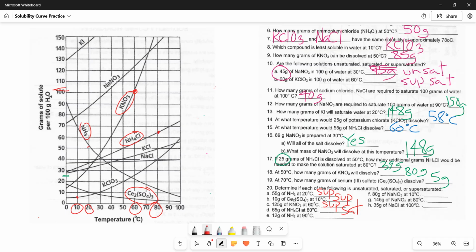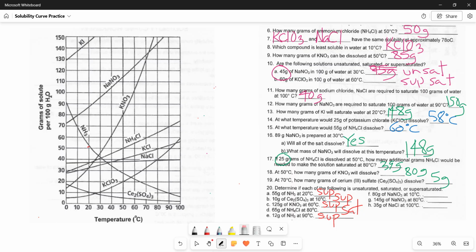Then we have the ammonia. Okay, so here we're at the ammonia again. And we're at 90 degrees. So if I come up and hit the ammonia line, it's not very far. It's right there. And I have 12. Well, I can only fit 10 in at 90, so this is going to be supersaturated. Let's just erase real quickly. We're almost done here, but I want to be able to see what I'm doing.